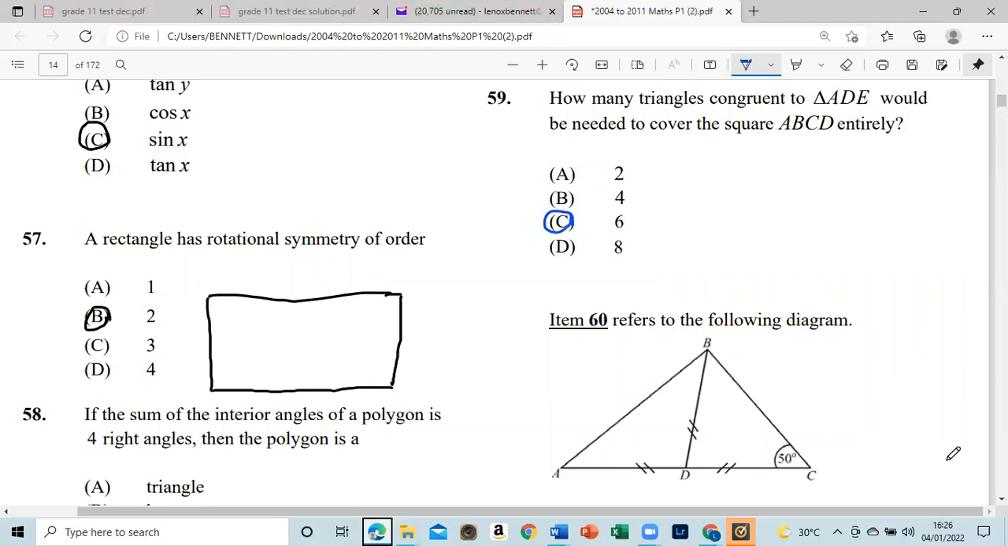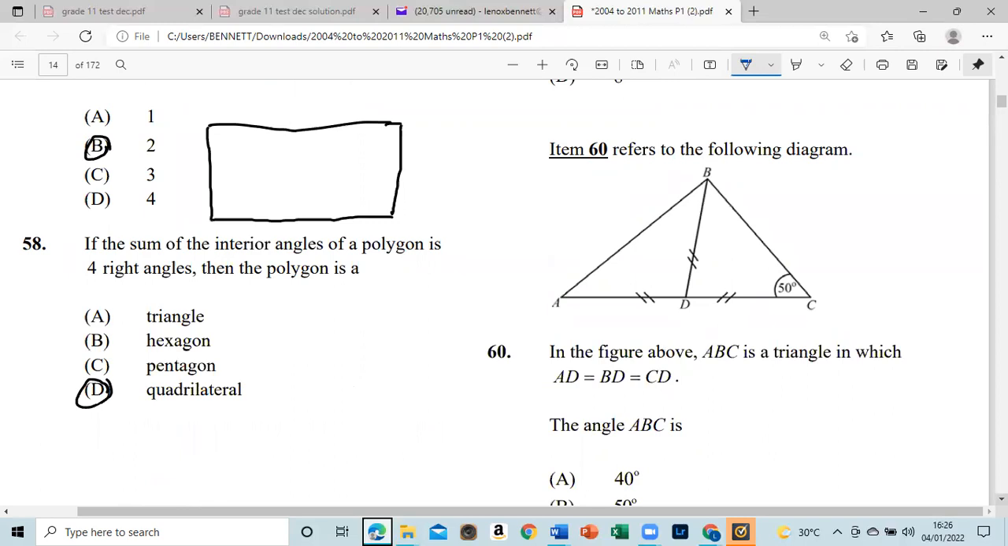Alright, and for the next one now. In the figure above, ABCD is a triangle with AB equal to BD, so that's the equilateral, and CD equal... No, hold on. Put in the figure first. No, why am I taking this up? No, this is 150.